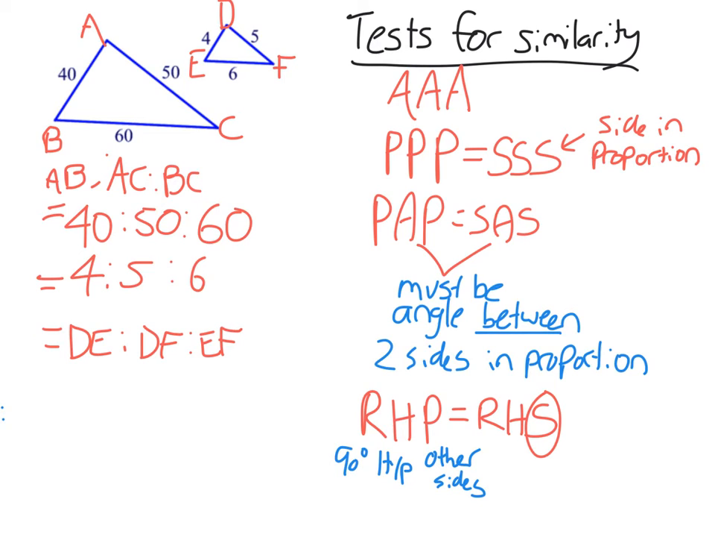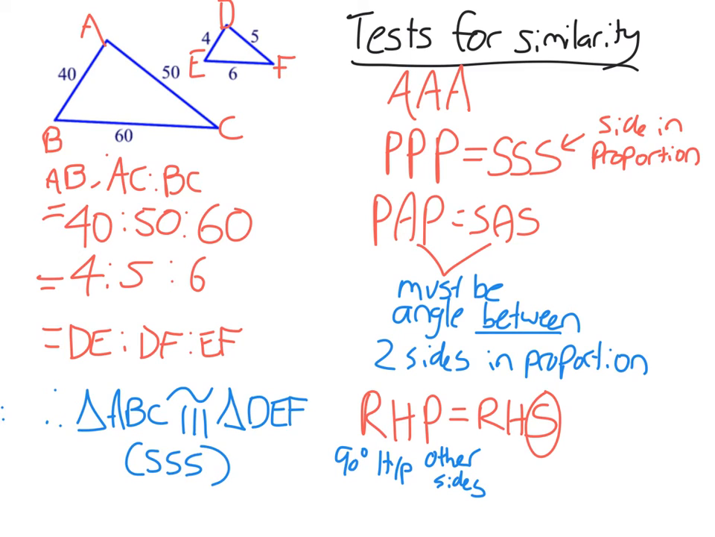Now this is sufficient. I've shown that all sides are in proportion, so I can just write, therefore, triangle ABC is similar to, you can use this symbol or the one with the 3 lines, whatever, I don't mind, triangle DEF. And just like for congruence, we have to write a statement saying why, and this is SSS or PPP. So these two triangles are in fact similar because all the sides are in proportion, and therefore corresponding angles will also be equal. And we can do that without measuring them, okay? So I'm going to give one more example.